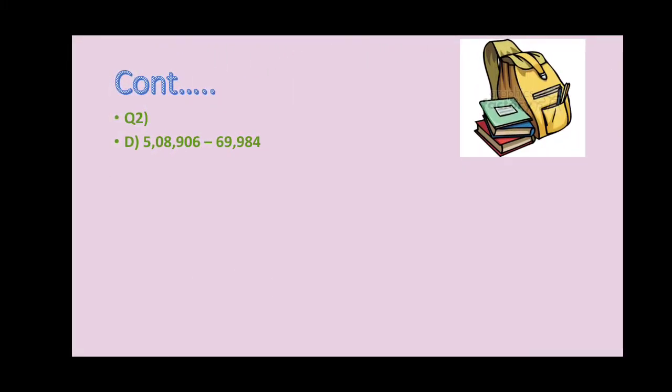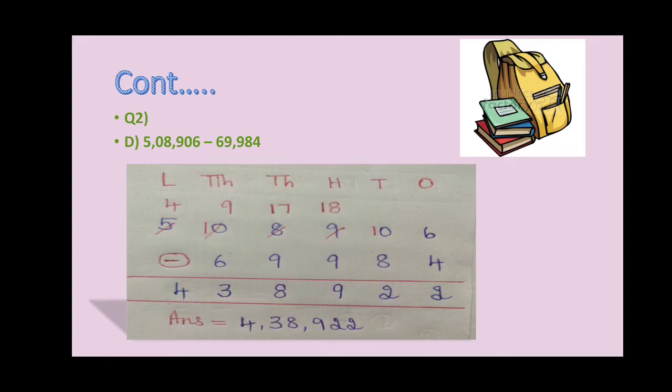In the next screen, I'm doing D for you. 5,08,906 minus 69,984. How do you arrange? 5,08,906 has 6 digits. 69,984 has 5 digits. How do you arrange? Look at the screen. Since you are having 5 lakh, you write place values according to lakhs.